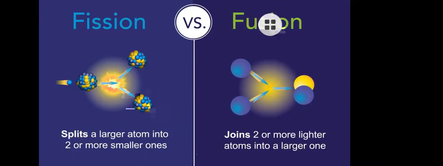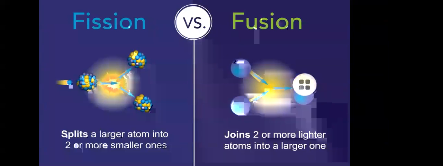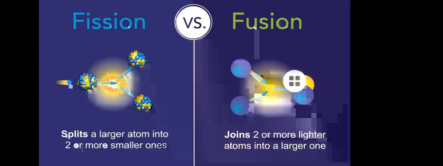Now in the case of fusion, two or more lighter atoms, two smaller nuclei, join together to make a larger one. When two atoms join together to make a larger atom, okay, this is basically the process of fusion.